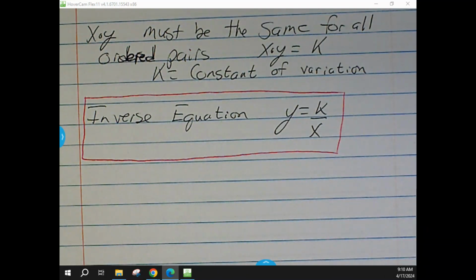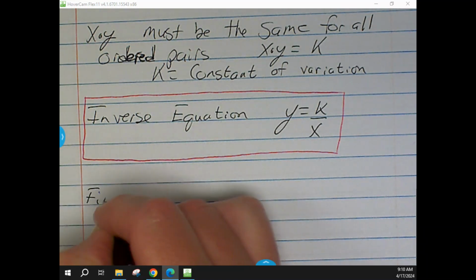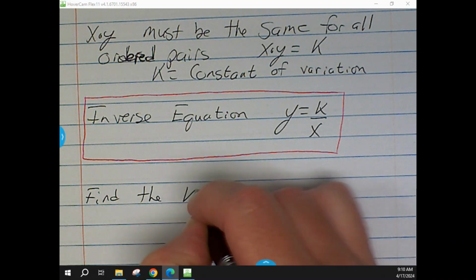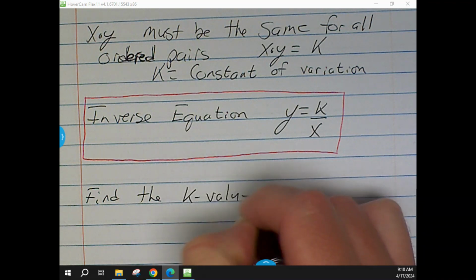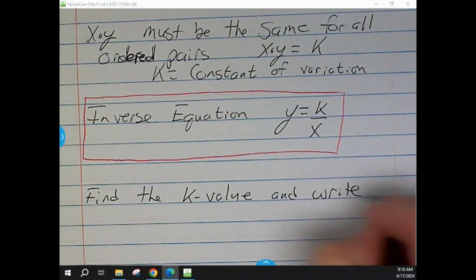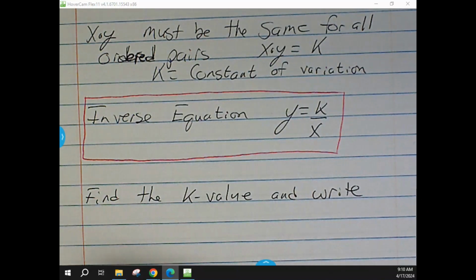All right, so one of the first things we're going to do is find the k value. And then we're going to write an equation.